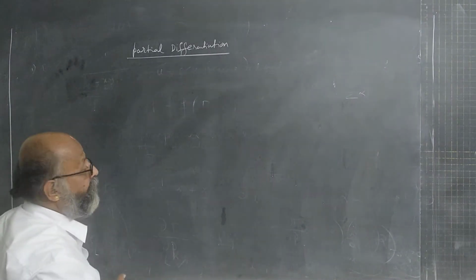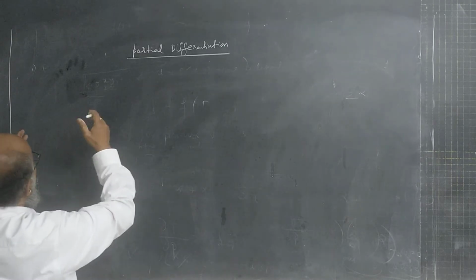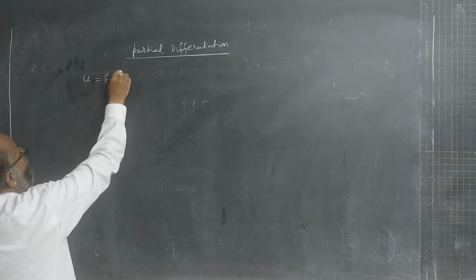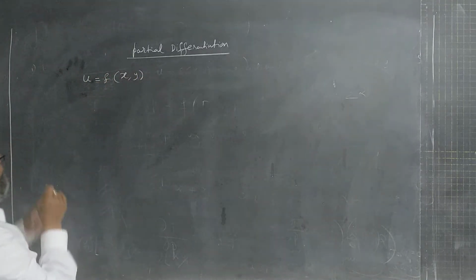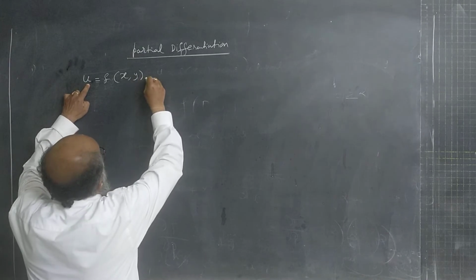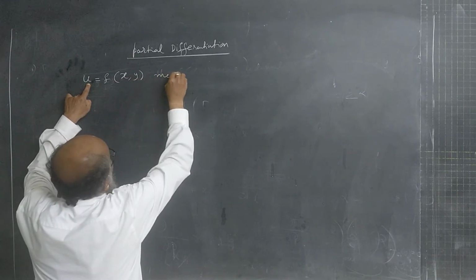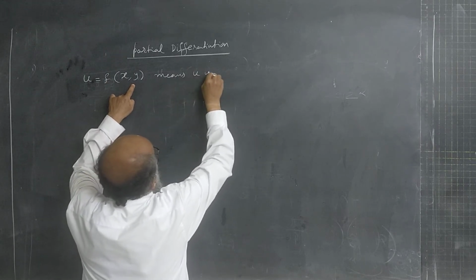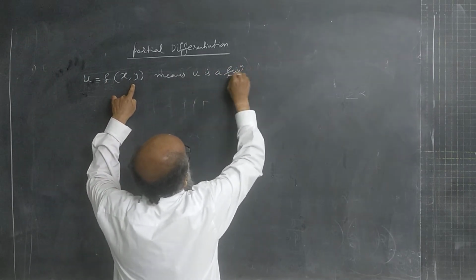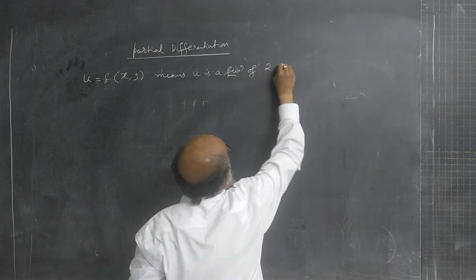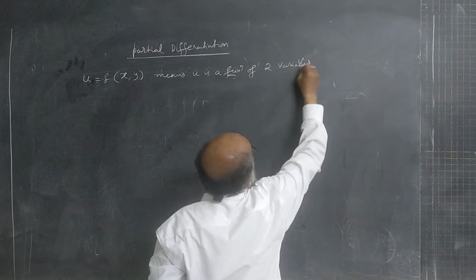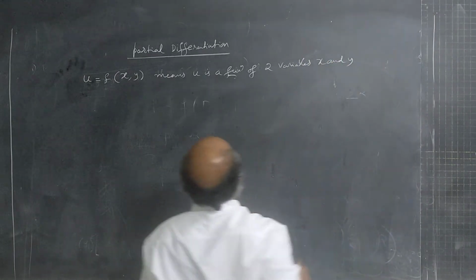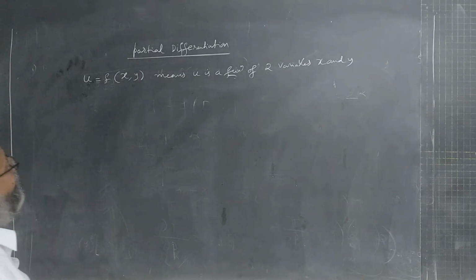In the chapter of partial differentiation, we are going to have a new concept. Suppose you write u is equal to f of x, y. The meaning is u depends upon two variables x and y, or u is a function of x and y, which means u is a function of two variables. This is the meaning: u depends upon two variables x and y.